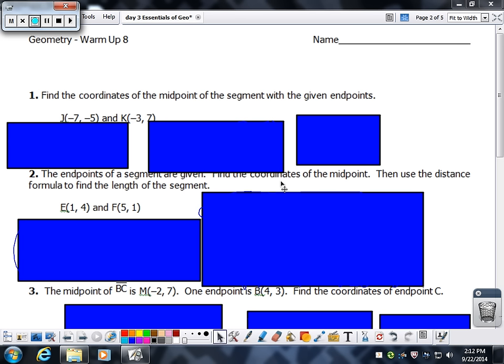Essentials of Geometry, Day 3. This is warm-up number 8. Number 1 says, find the coordinates of the midpoint of the segment with the given endpoints. J is (-7, -5) and K is (-3, 7).